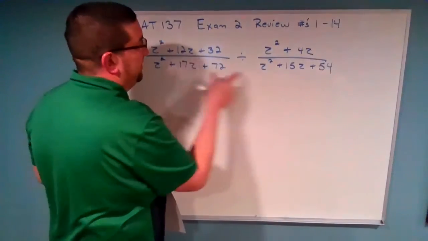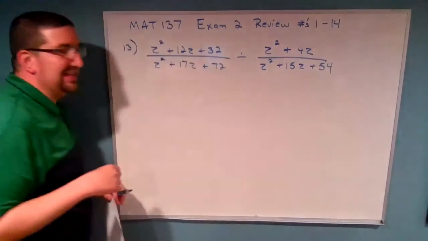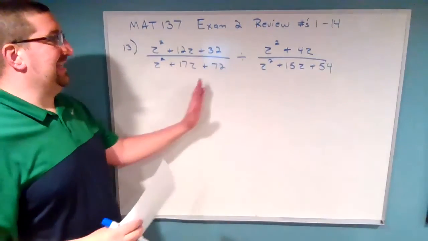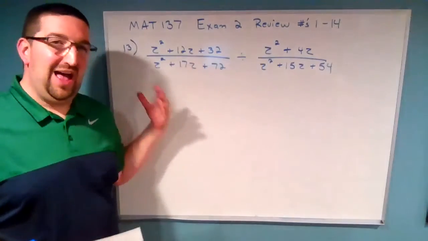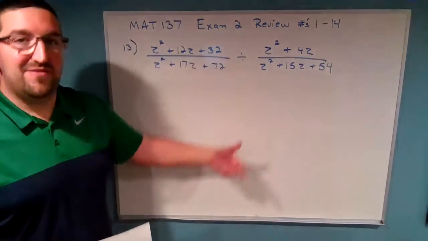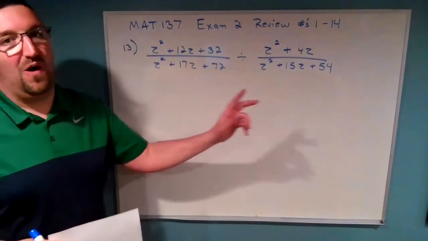Here we have another division problem. We have 2 rational expressions that are being divided. What I have to do is I have to factor everything and keep, change, flip. All right. I'm going to do it all on one step. You can keep, change, flip, and then factor in the next step. I'm going to do it all at once.